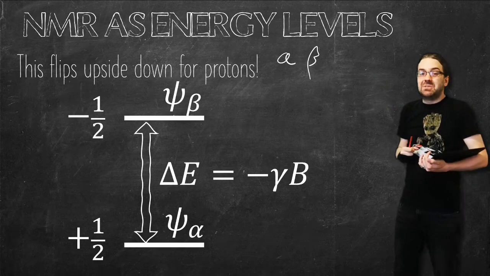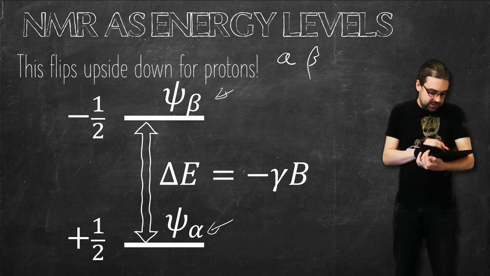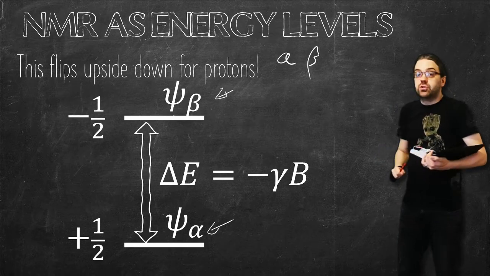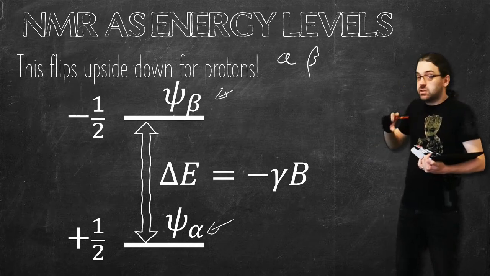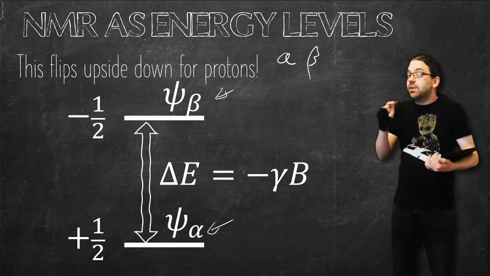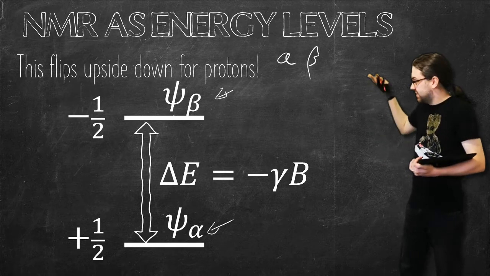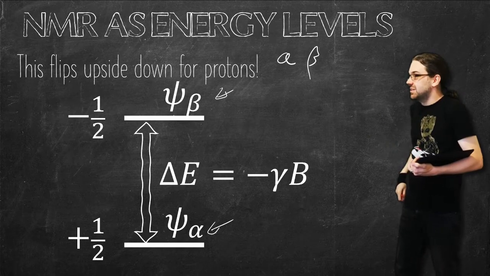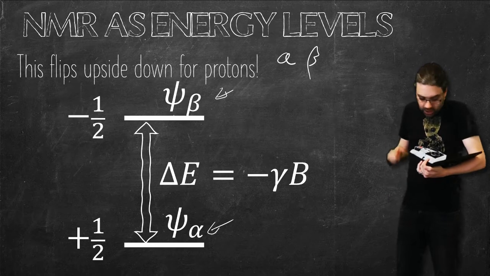flips upside down. The alpha state, spin up, is on the bottom, the beta state, spin down, is on the top. That's not just a nomenclature change, there's actually some physics that flips that upside down for the proton. There are other NMR active nuclei where it flips back again, and the alpha state's the higher energy one and the beta state's the lower energy one. Spectroscopic physics, gotta love it.